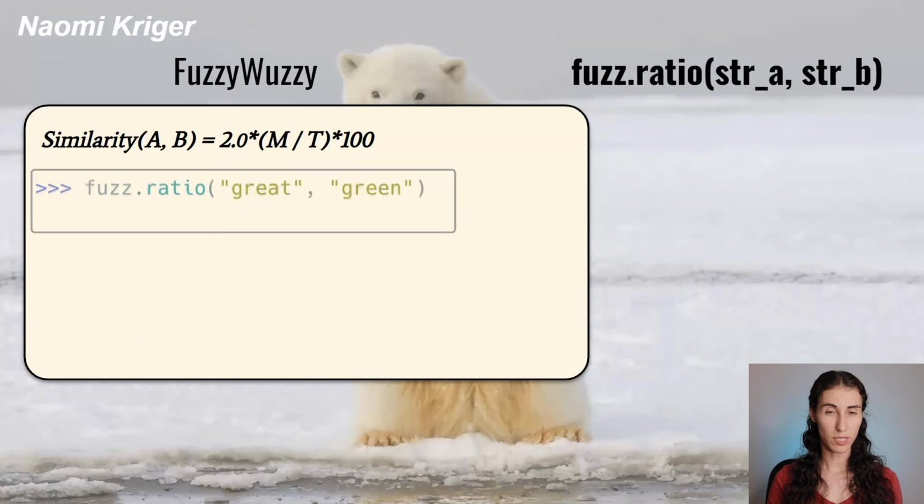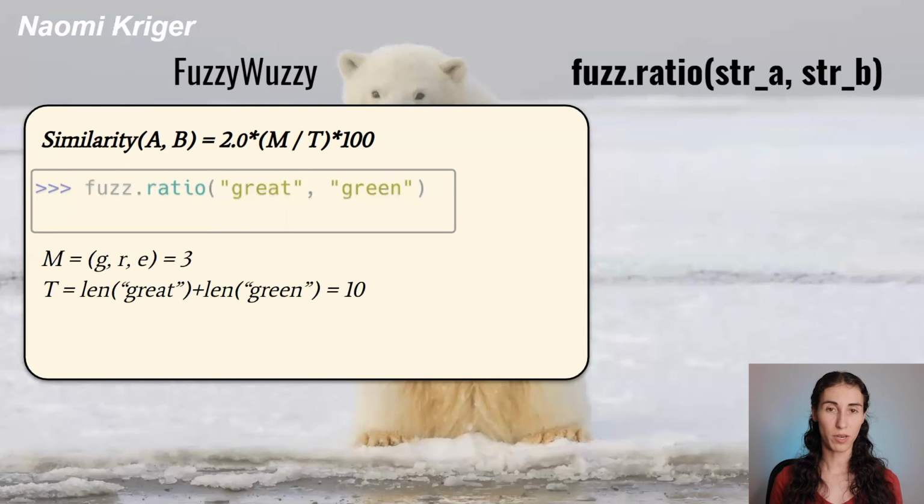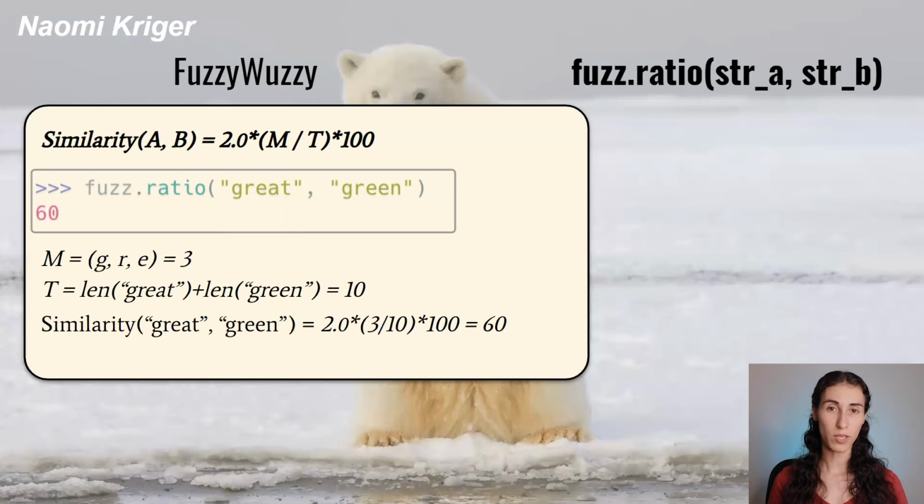Now moving on to a more realistic example, something in between, we can see that the comparison between great and green is a comparison where m, number of matches, is 3, because G, R, and E appear in both sequences and in the same order. T, total length, is 10. Therefore, the equation gives us that twice 3 divided by 10, all multiplied by 100, is 60.